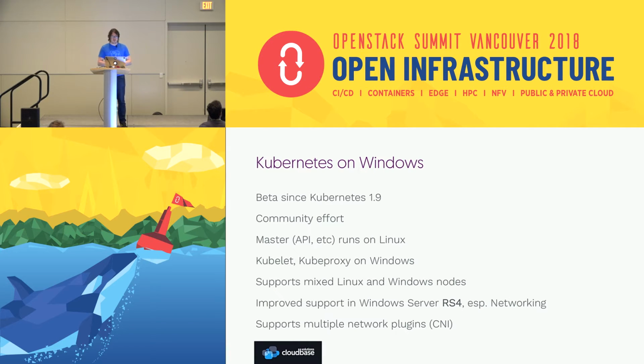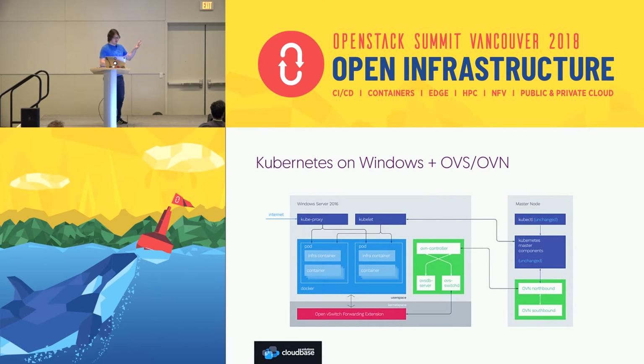Improved support in Windows Server RS4. There is a lot of new stuff coming, so Microsoft is investing a lot on the platform for that. And we as a community, we are also adding all the components on top. Support for multiple network plugins, including, of course, Open vSwitch. Here is the general architecture for Open vSwitch, which I won't be able to get into details right now, but it's the same one that you have on Linux. So it's based on OVN controllers, northbound, southbound, and then the corresponding components also on the individual nodes. I'm sorry, the nodes are here, while the master is here.